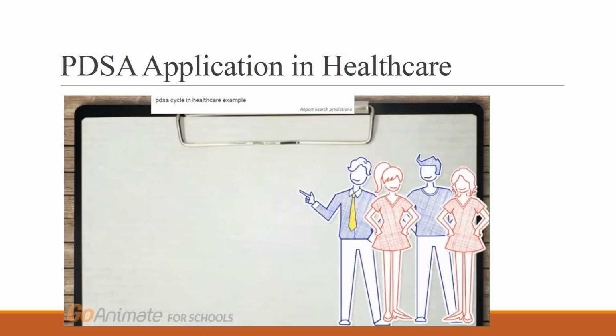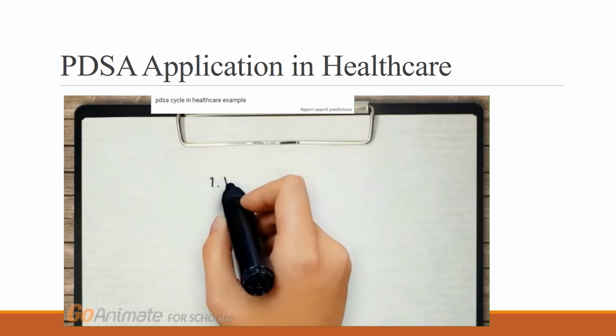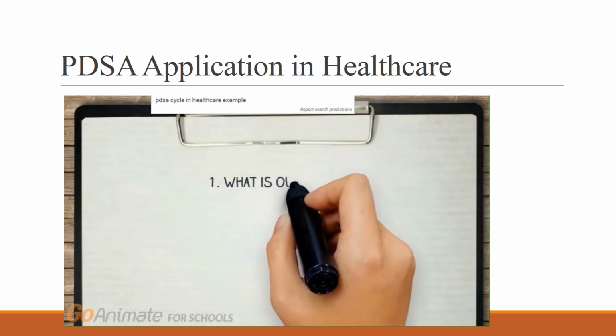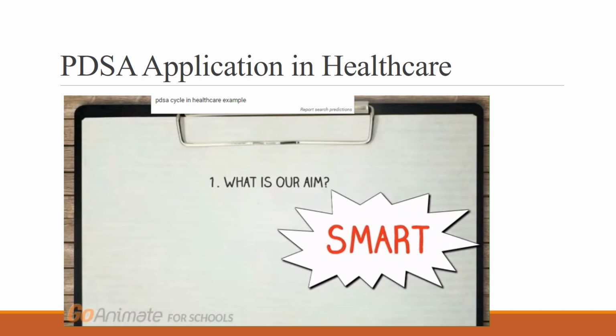Like most other projects, ours started by gathering a project team, including all members of the multidisciplinary team, including patients too. We started by setting an aim. This may seem obvious and an unnecessary step, but a clear and succinct aim will help you to keep your focus and avoid your project spreading into other areas. Remember to make it SMART. That is, specific, measurable, attainable, relevant, and timely.